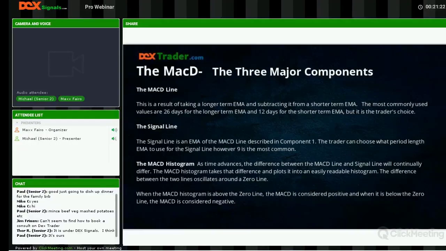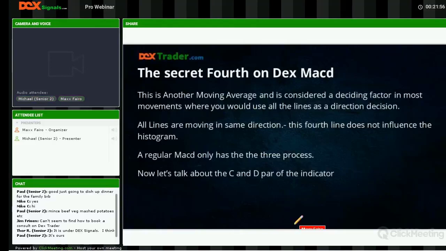The histogram, that little chart you see that goes below 0 and above 0 and looks like a bar chart, is the difference between the two lines themselves. When those two lines differ, how much they differ by is what we refer to as momentum. So if the signal line is different from the MACD line, how far apart they are will be represented by how big the histogram is. I'll show you that right now.